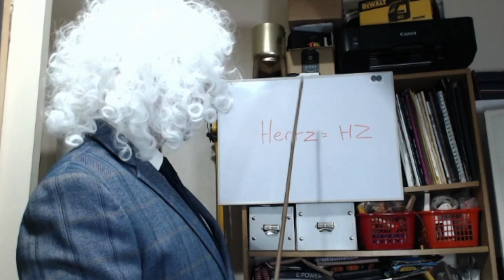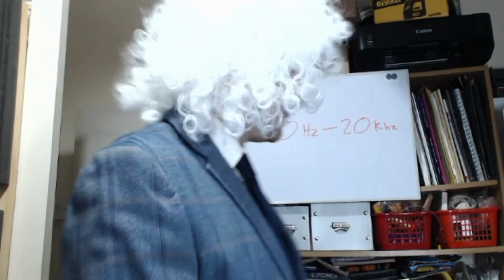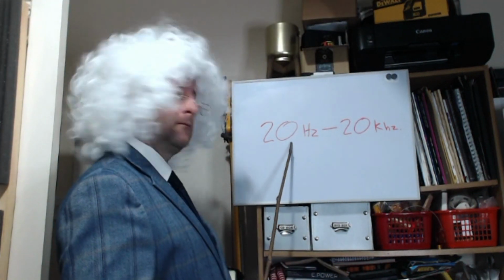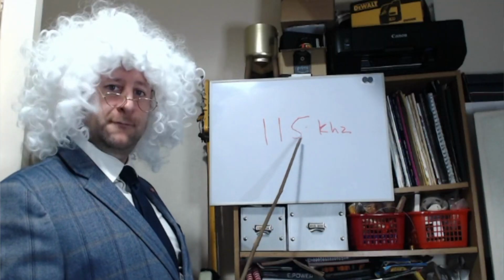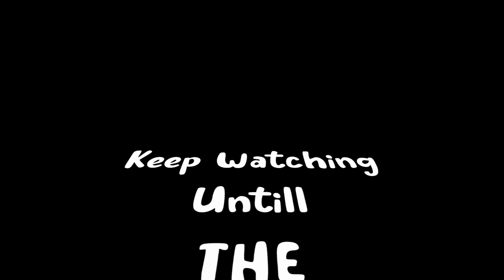And we measure the frequency in hertz. Ow! So human hearing is approximately between 20 hertz to 20 kilohertz. Now, dogs can hear higher than that, and apparently brown bats can hear up to 115 kilohertz. So you don't need to worry about that. Keep watching to the end for some tips and tricks on using EQ.